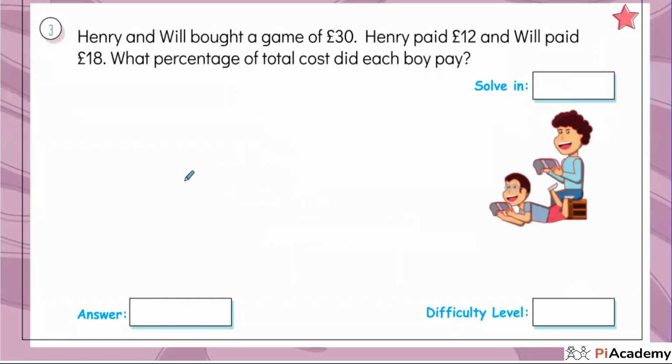Okay, let me choose one person to read this. Sanjana, can you please read this question? Henry and Will bought a game of £30. Henry paid £12 and Will paid £18. What percentage of the total cost did each boy pay?